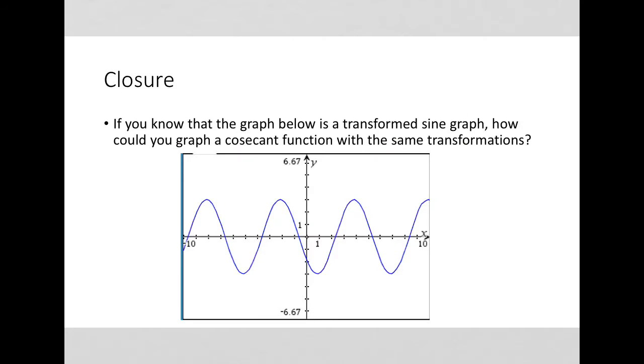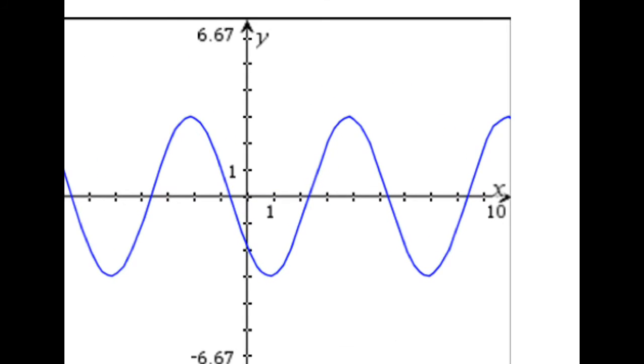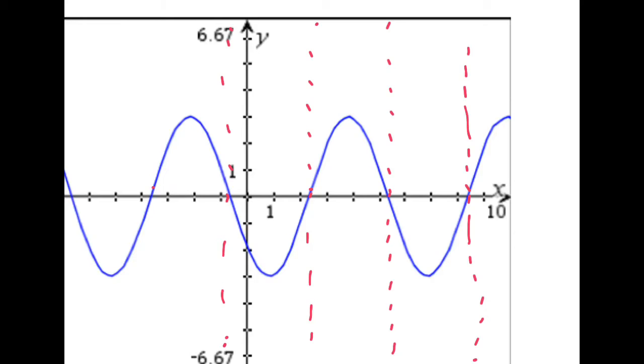So let's summarize real quick. We have a cosecant function right here. I'm sorry, we have a, what is that? It says it's a sine graph right there, and we want to know how to graph a cosecant function with the same transformations. Well, think about what happens. We said zeros become vertical asymptotes. So everywhere I have a 0, I'm going to turn that into a vertical asymptote. And there we go.